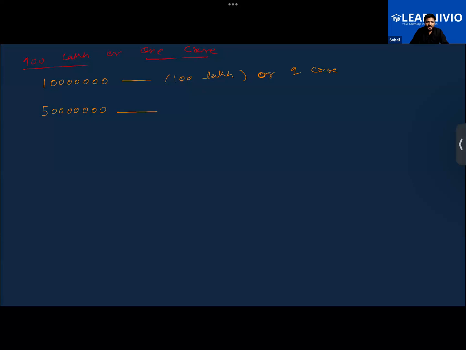So what we can conclude here is that 100 lakh is basically 1 crore. What about this one? This will be read as 5 crore or not?